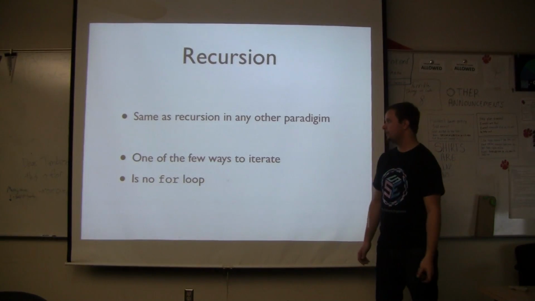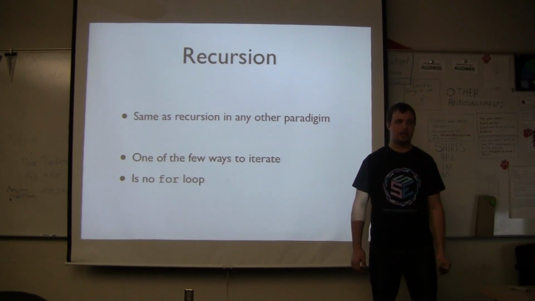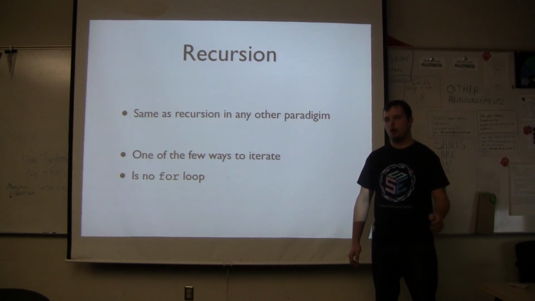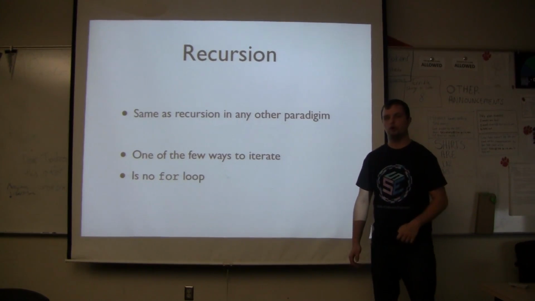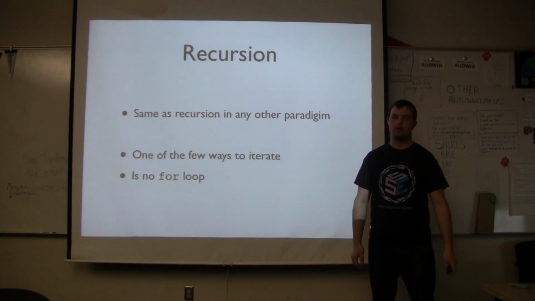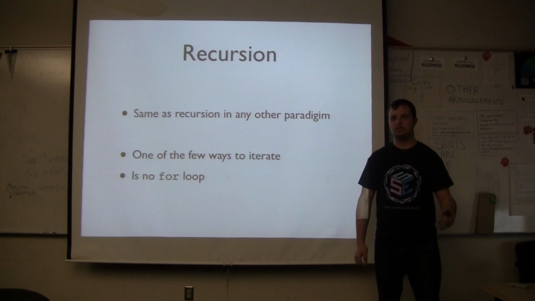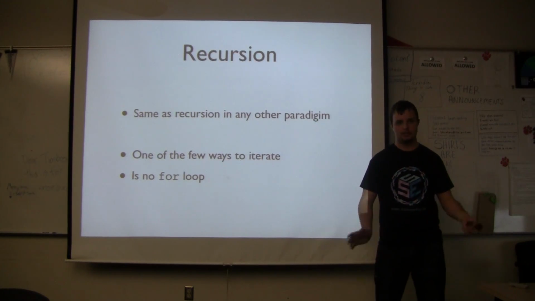And then finally, recursion. Same as recursion in any other paradigm, but it's worth noting that in a functional language, oftentimes the only way to iterate over a loop is through recursion. So you're not really going to use a for loop per se. You're going to actually iterate over the list using a recursive scheme where you wait until the end of the list and then you say I'm done.